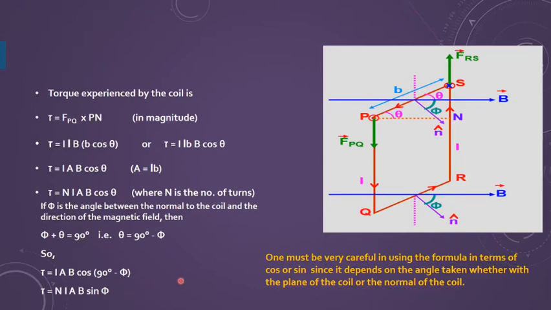Now if phi is 0, then the torque will be 0. It means the magnetic field is also acting normal to the plane. Or if phi is 90, then you will be getting the maximum.